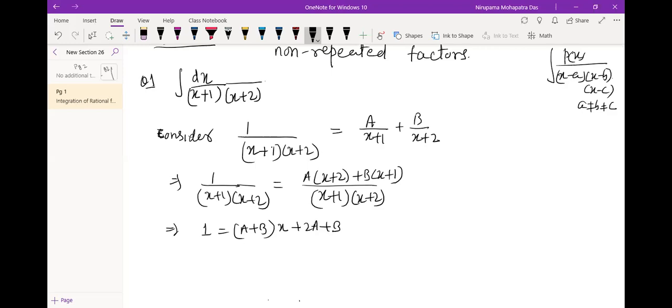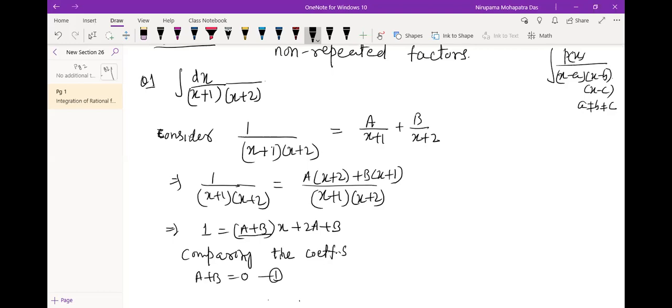We have to find a and b. That means comparing the coefficients, comparing the coefficients of x and constant terms. Here you see a plus b, it is the coefficient of x. We do not have an x term here. It means a plus b equal to 0.